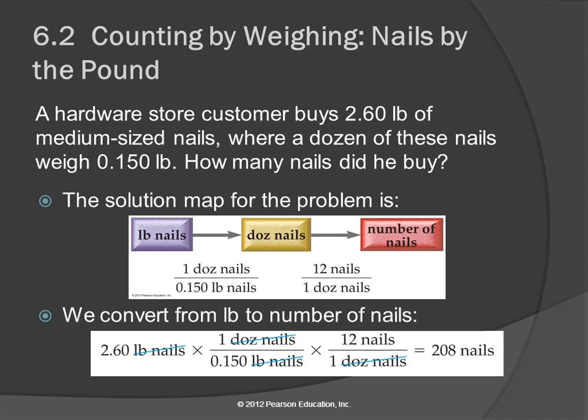So let's just say a hardware store customer buys 2.60 pounds of medium-sized nails. A dozen of those nails weigh 0.15 pounds. How many nails did he buy?